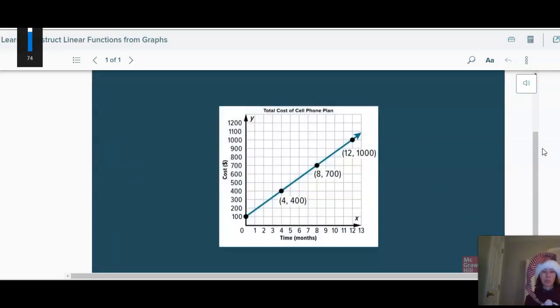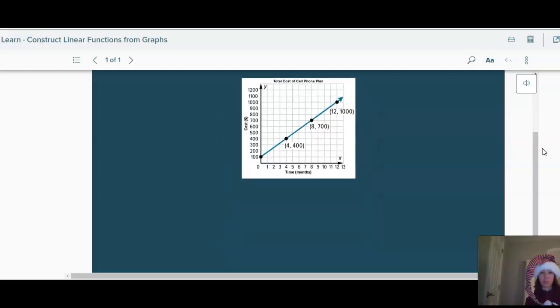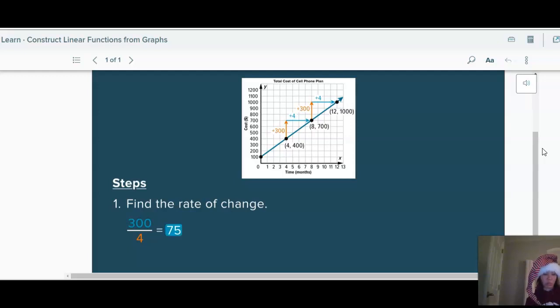The graph shows the total cost of a cell phone plan each month. Suppose you are asked to construct a linear function from the graph. First, find the rate of change. Determine the rise or vertical change and the run or horizontal change between any 2 points on the graph. Write the ratio of the rise to the run and simplify. For this graph, the rate of change is 75. So the cost of the cell phone plan is $75 per month.